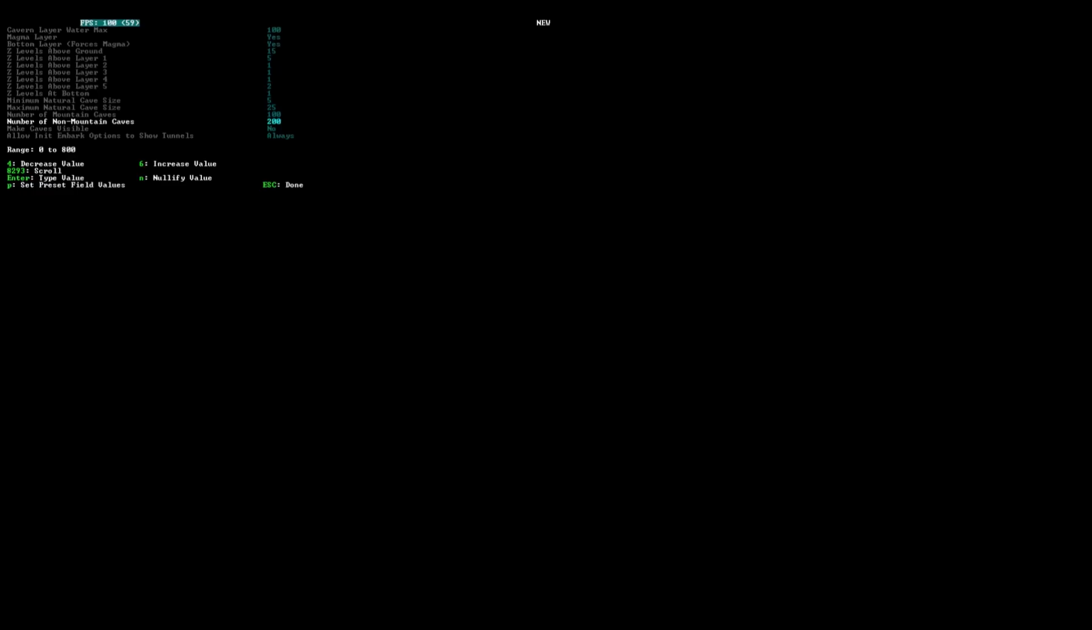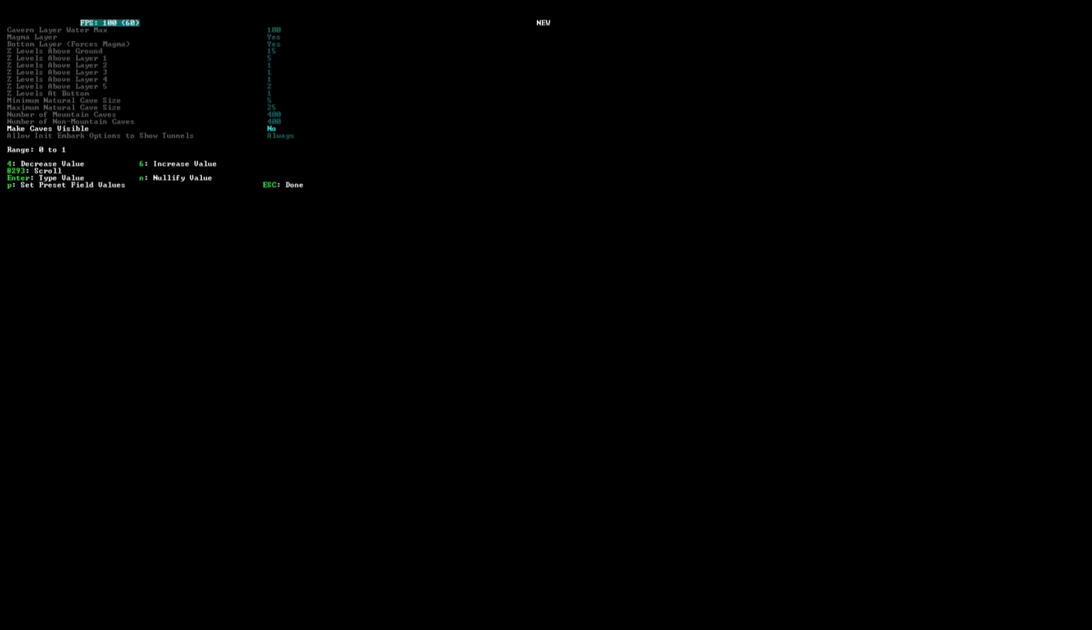Non-mountain caves would just be like... oh, that's not a layer. Okay. Well, both of these would be kobolds, so setting both of these to 800 would mean there would be a lot more kobolds in the world. So we're going to set this to 400 and 400.